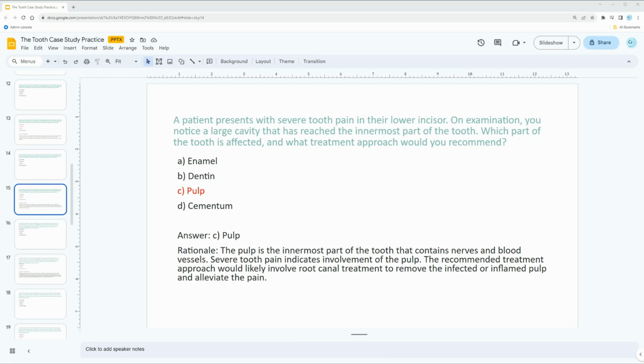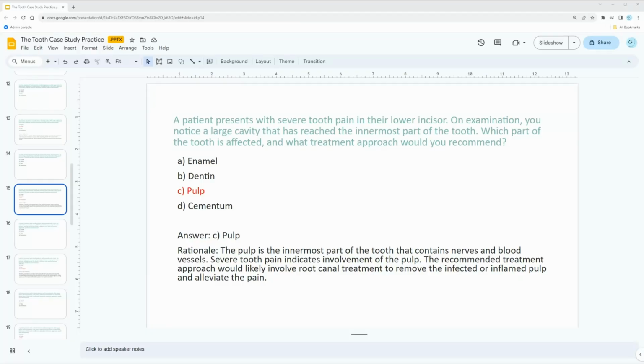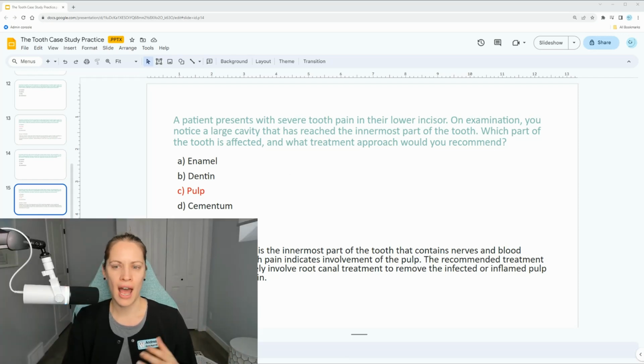So, of course, a root canal wasn't part of the answer, but I kind of wanted you guys to think about that other part as well. So sorry, I'm going to go back to the slide here. It says the last part, which part of the tooth is affected and what treatment approach would you recommend? So whatever you picked, then you would have to think, okay, how would I treat the pulp? Or how would I treat the dentin? How would I treat the enamel? How would I treat the cementum? The pulp is the innermost part. How do we treat that? With a root canal, which is everybody's fear, but that's how we treat it, right?